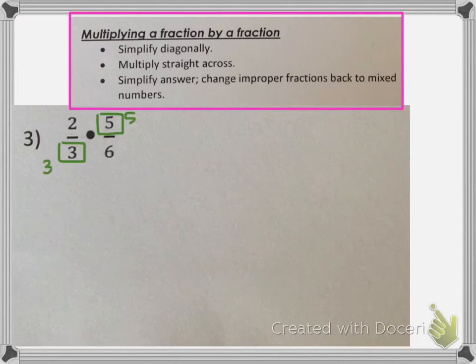And now we look at our other numbers, 2 and 6. Is there anything that goes evenly into both 2 and 6 other than 1? Yes, 2 goes evenly into both 2 and 6. 2 divided by 2 is 1. And then 6 divided by 2 is 3. So now I've simplified diagonally, and we just multiply straight across at this point. Numerator times the numerator, which is 1 times 5, and that gives us 5. And then denominator times the denominator, 3 times 3, which is 9.